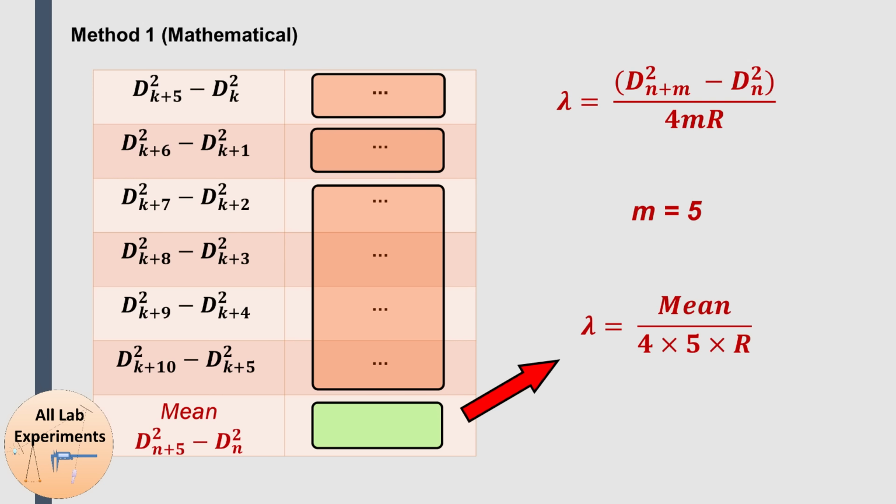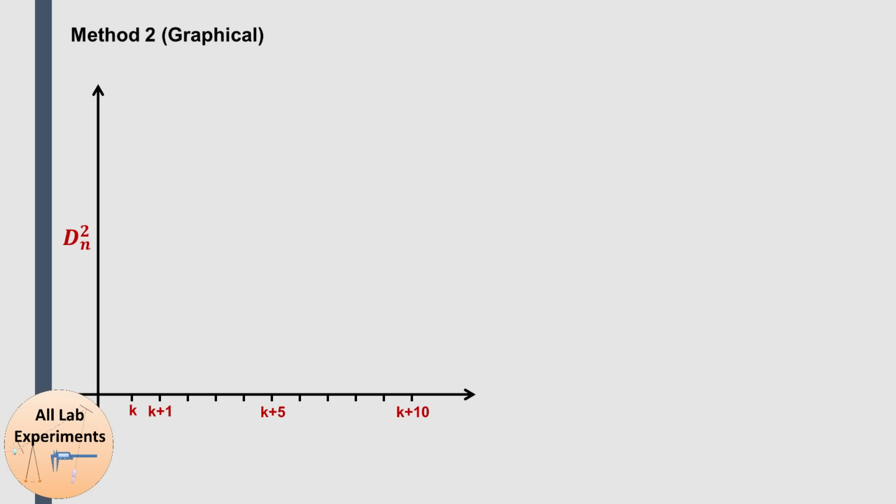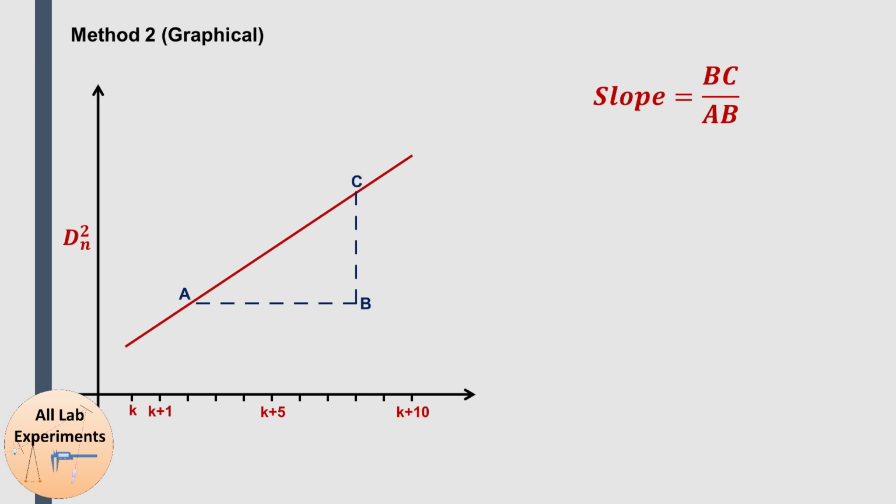Now let us move towards the second method, which is the graphical method. Along the x-axis we can draw k+1 up to k+10 values, and along the y-axis we can draw the square of these diameters. We will find this as a straight line. Now we can draw two perpendicular lines on this line and find out its slope.